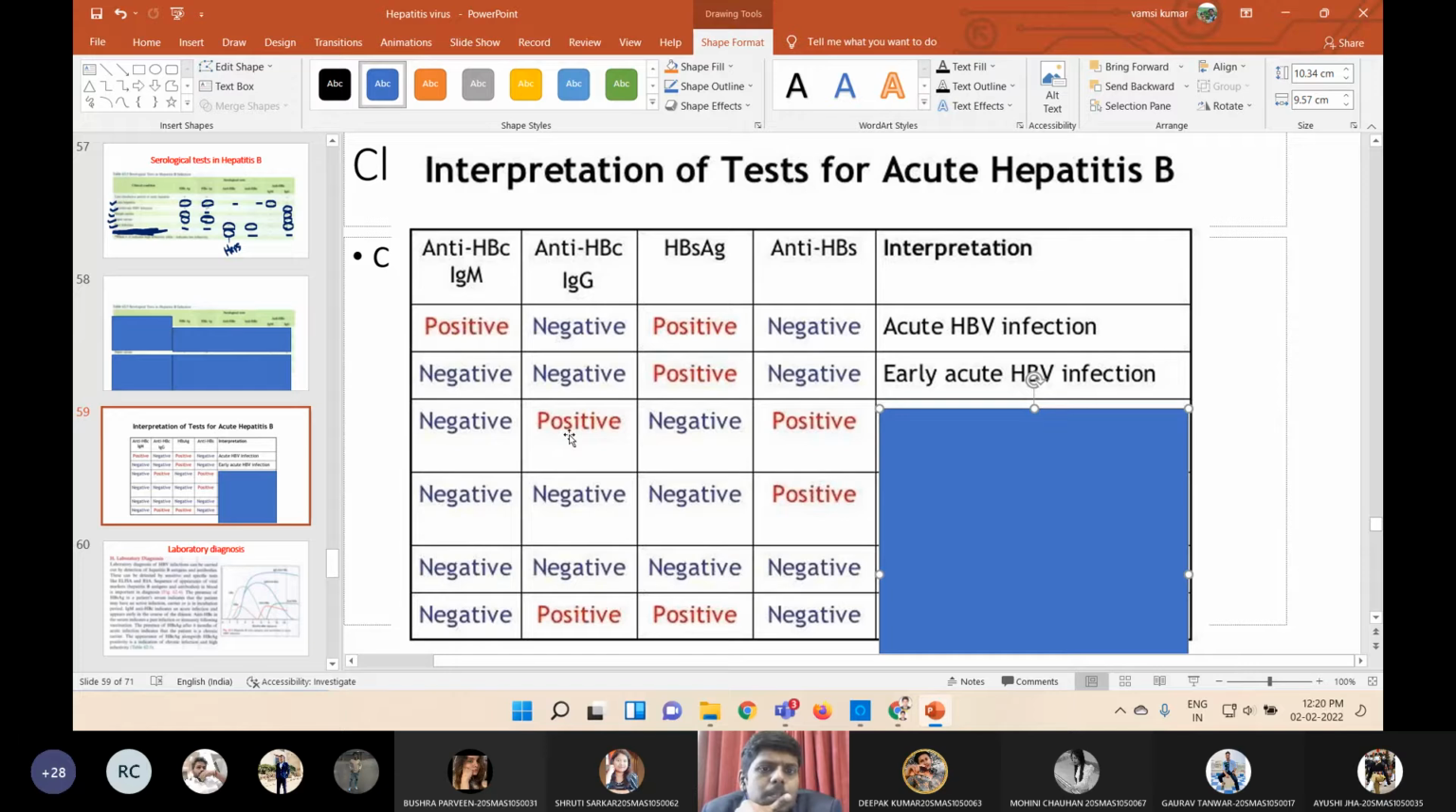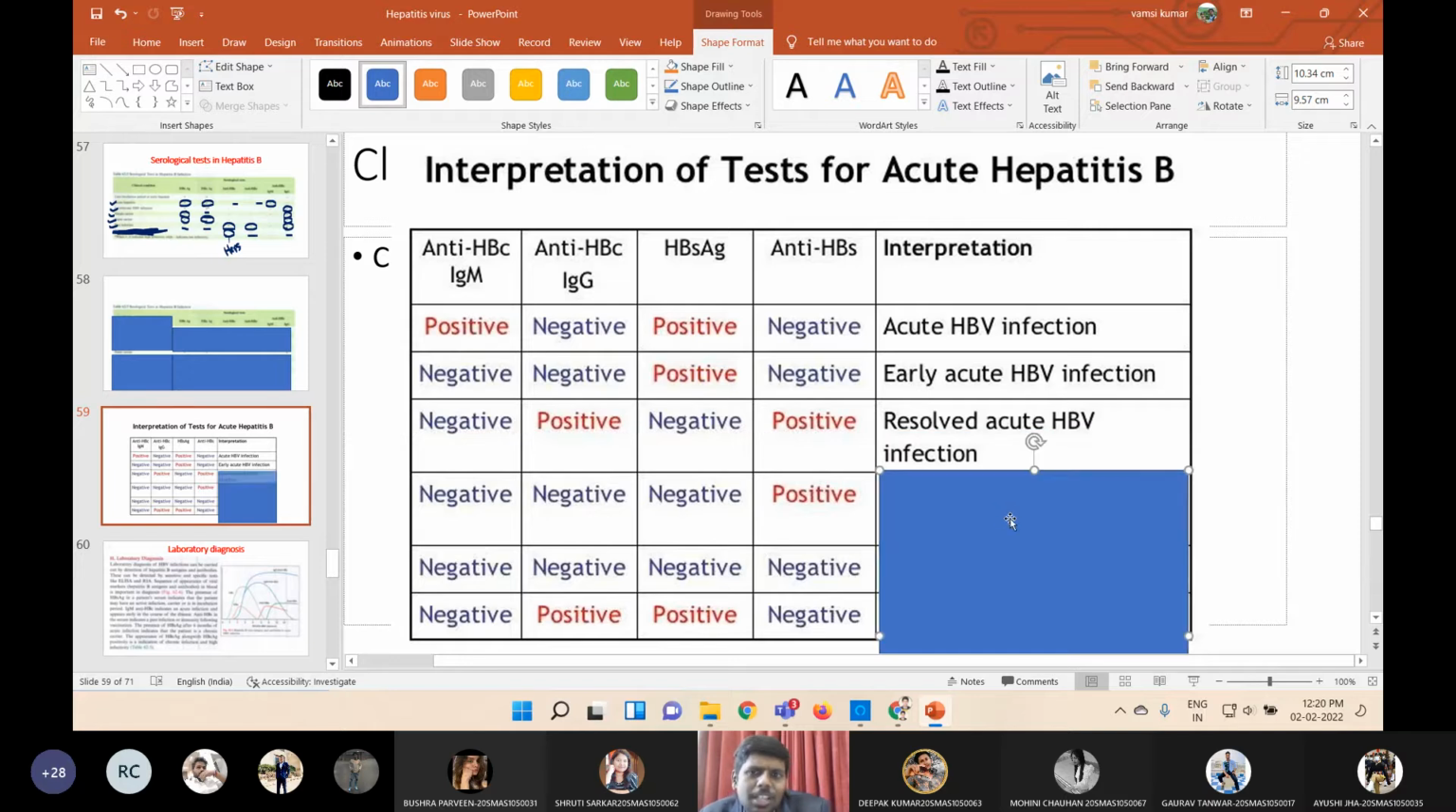IgG is positive. Then this is past infection, right? Yes sir, past infection only. What about chronic infection? What will be the scenario? In chronic infection, we must see surface antigen again, because the virus will be released again. So this is past infection only. So the third line indicates past infection.